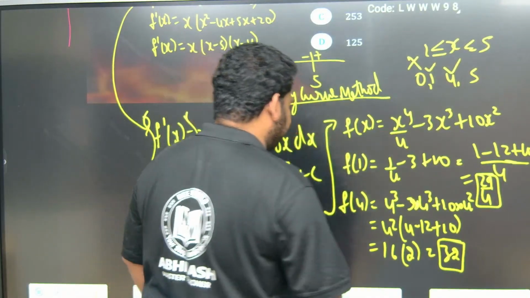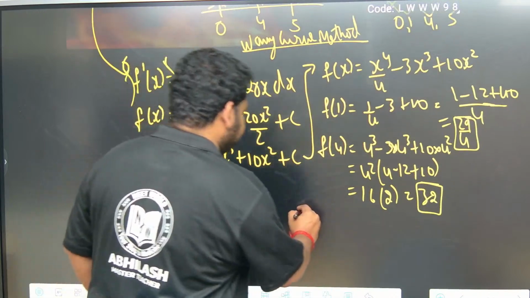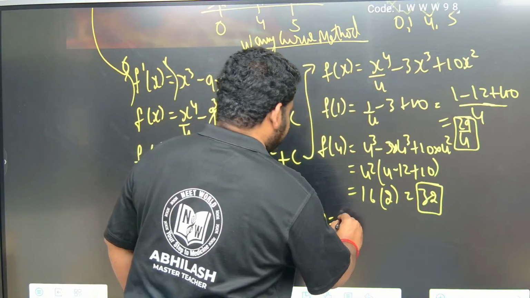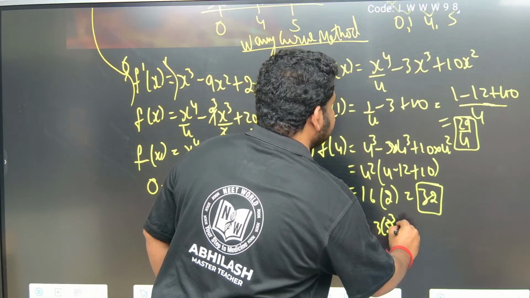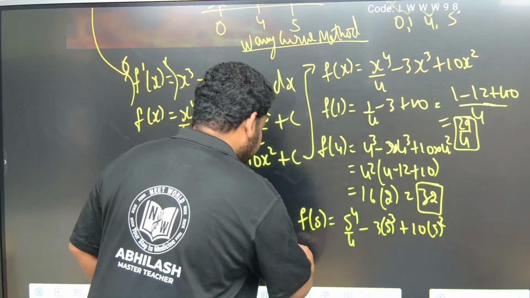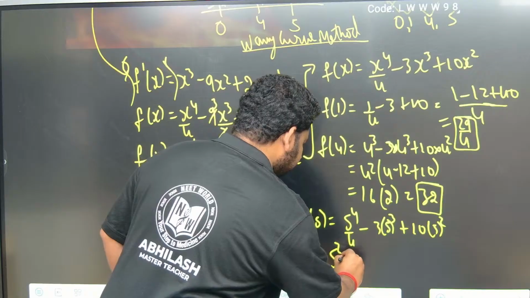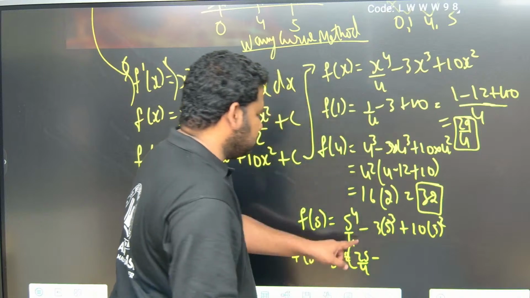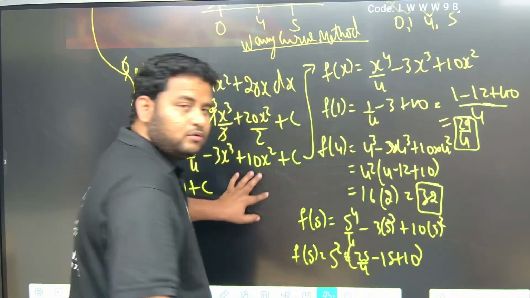Now let me check for f of 5. What am I getting for f of 5? It is 5 power 4 by 4 minus 3 into 5 cube plus 10 into 5 square. If I take 5 square common, this will become 25 by 4 minus 3 into 5, which is 15, plus 10. This is what I have. Now on solving this, what will I get?